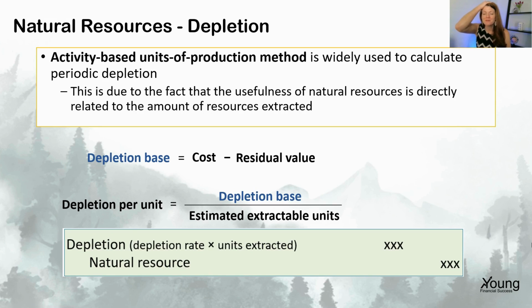What, I'm like making up new things here. There's too many words. This will be our depletion for that accounting period. Then notice we are crediting the actual natural resource, not accumulated depletion, but the natural resource itself.